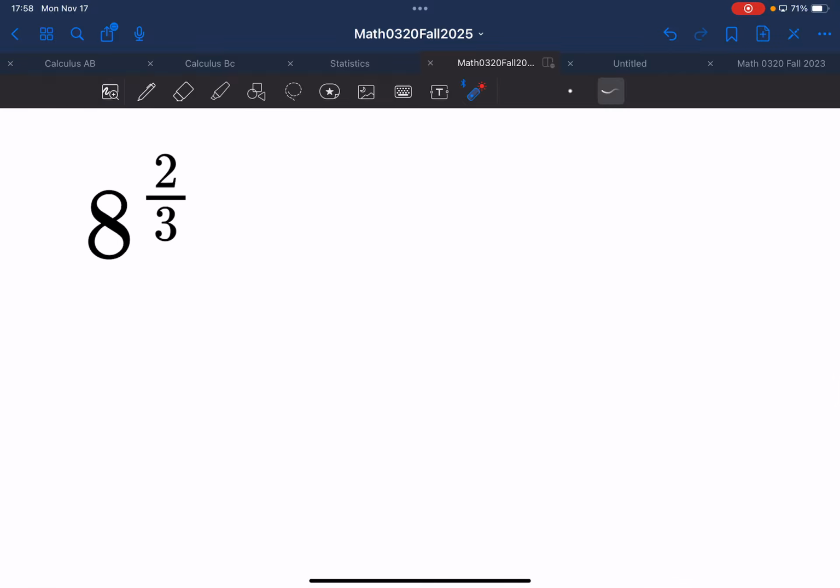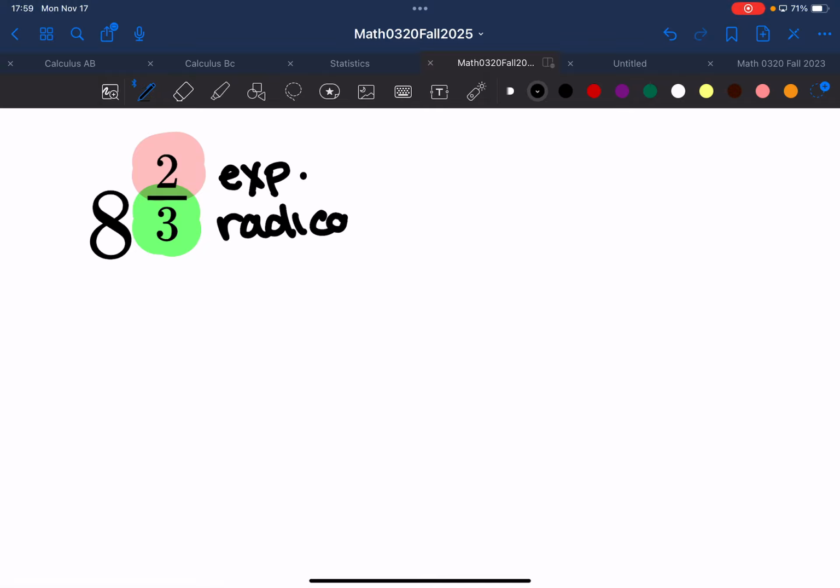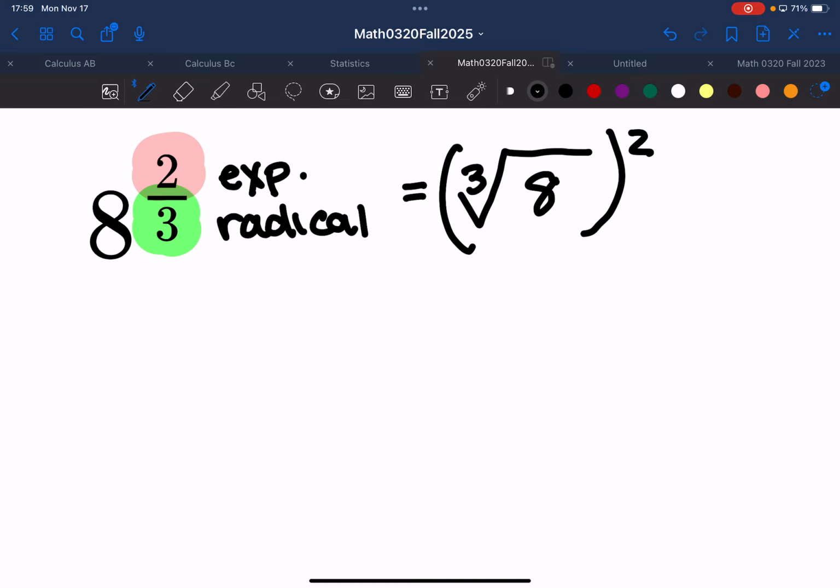Okay, so now we have an example that no longer is just 1 over a number, which means we are going to have to transform this into a radical and then make use of the exponent. So I'm going to label these here. This right here is our exponent. This one right here is our radical. When I convert this to a radical, this is going to be the cube root of 8 squared. And these are where the numbers went. This is the cube root. This is the squared.